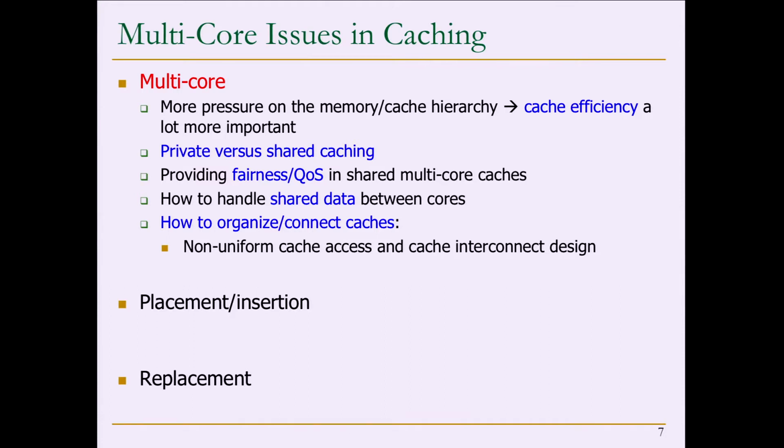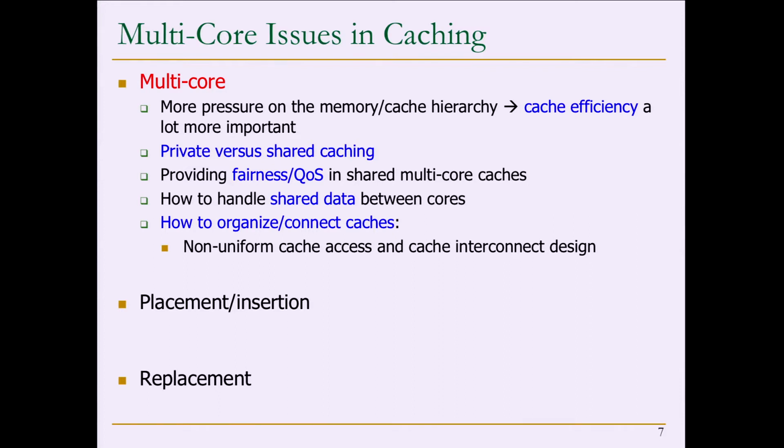So you get a lot more pressure on the memory and cache hierarchy, so cache efficiency becomes a lot more important. And also, you have a choice again, right? Do you make the caches private? Do you make them shared across the core? So we're going to talk about that. And we're going to talk about in-between approaches that a lot of processors are today taking. What is that in-between? Providing fairness and quality of service.